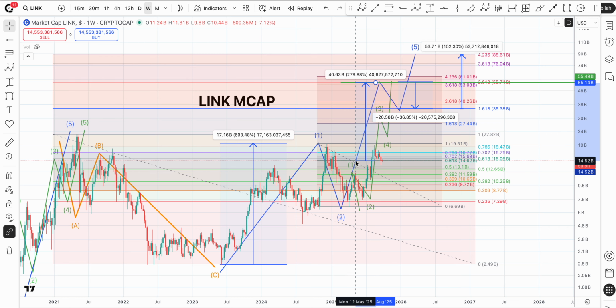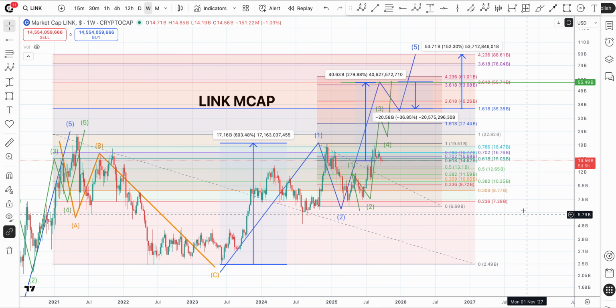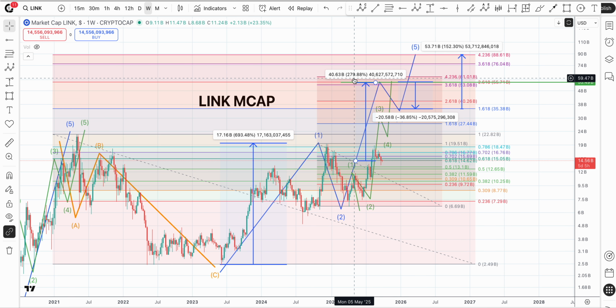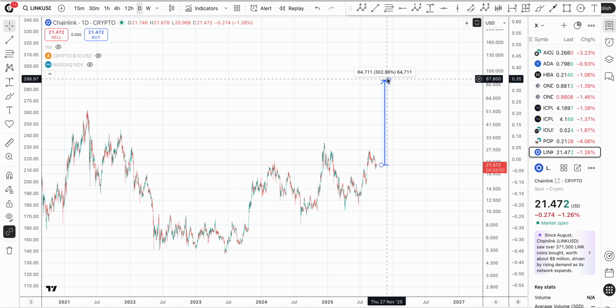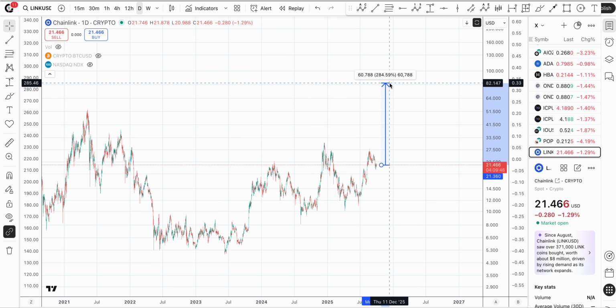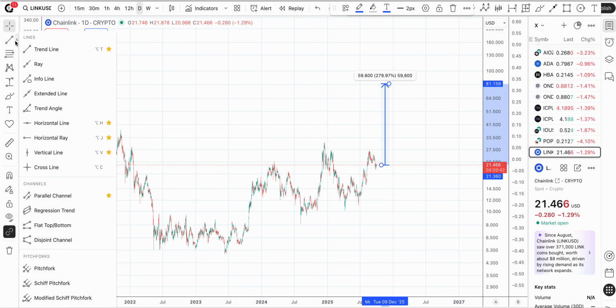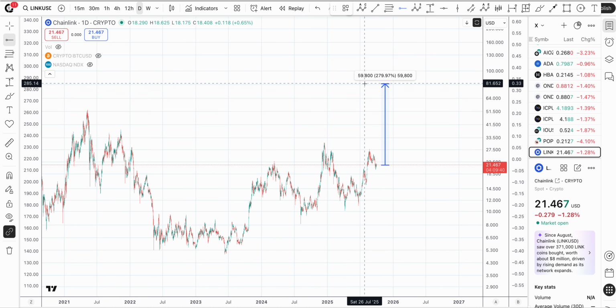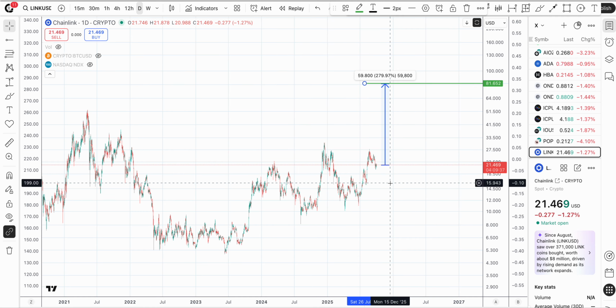All right, so now what we've got to do is pull these prices over to the price chart and figure out what exactly it means. So from the current price level, we're talking about another 280% or 3.8x for Link, whereas 280% puts us right up here around $80. All right, that's what I'm looking at right now for our wave 3.